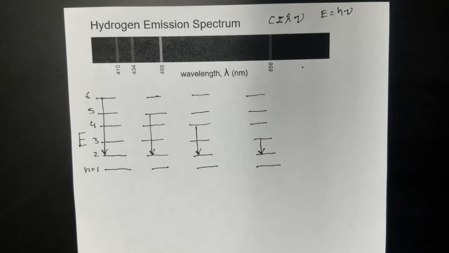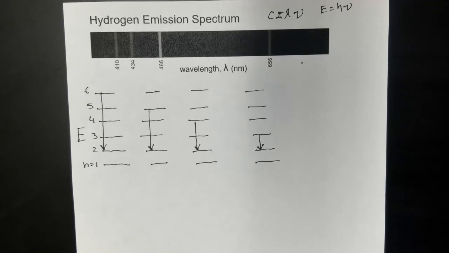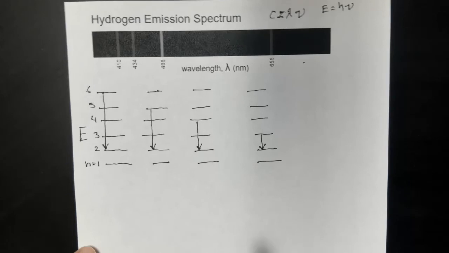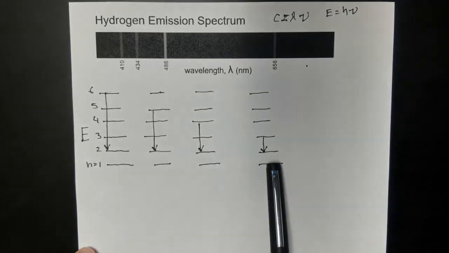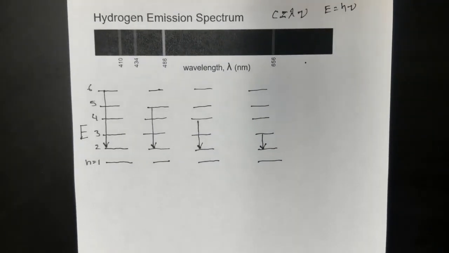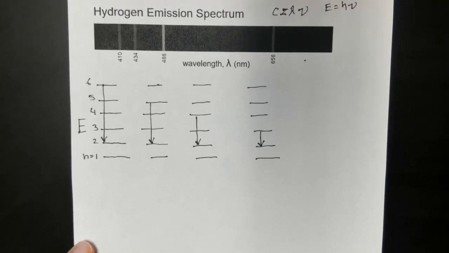Now that's the electronic structure of hydrogen. Now I want to say again, there are other transitions available, and they occur. For example, there is a 2 to 1, and the 2 to 1 will produce a higher energy photon that will be in the ultraviolet.